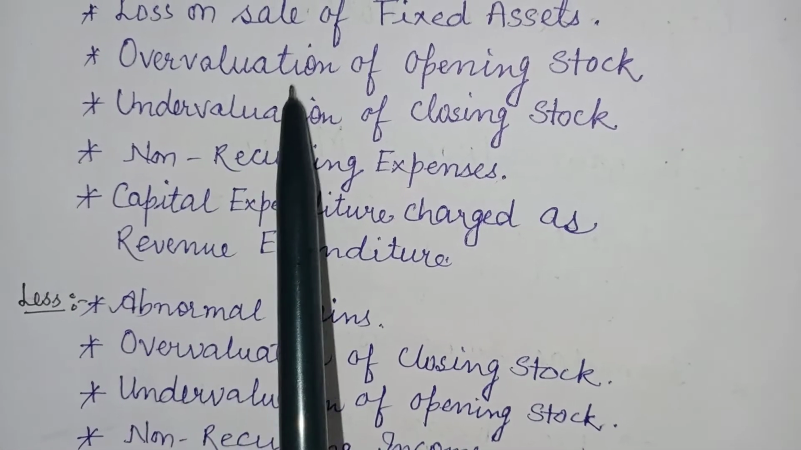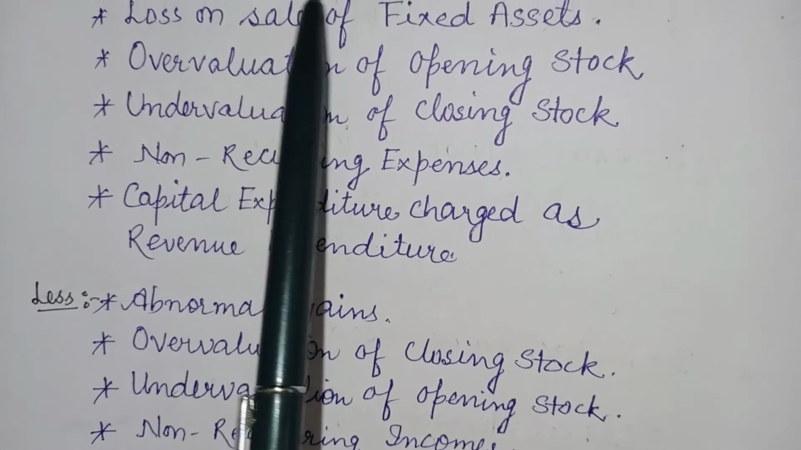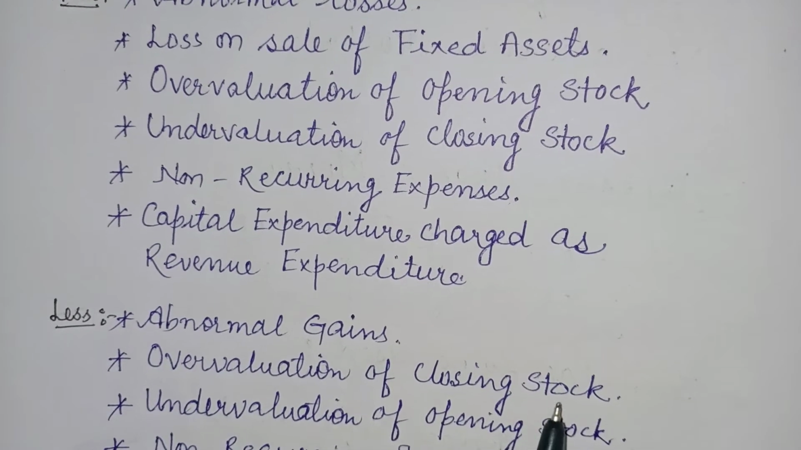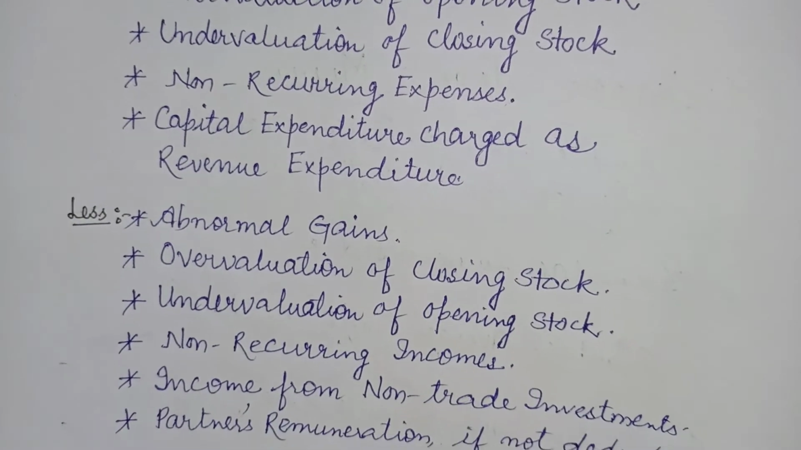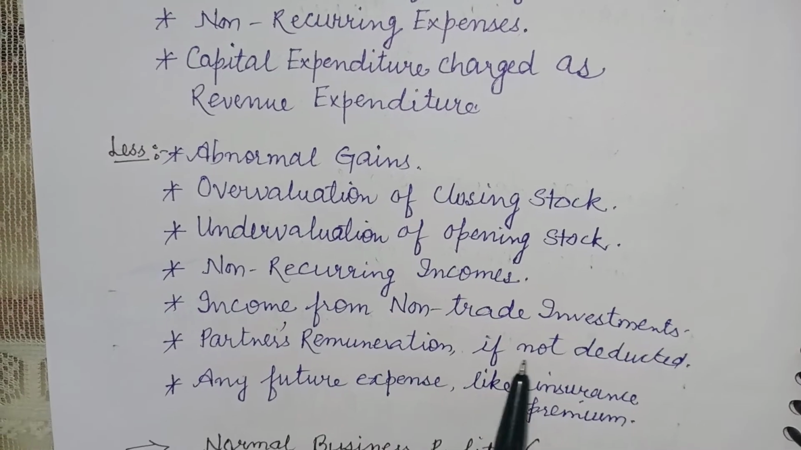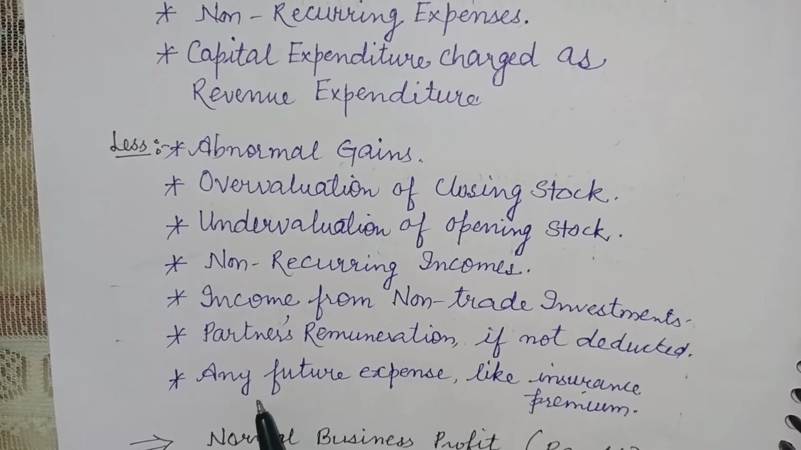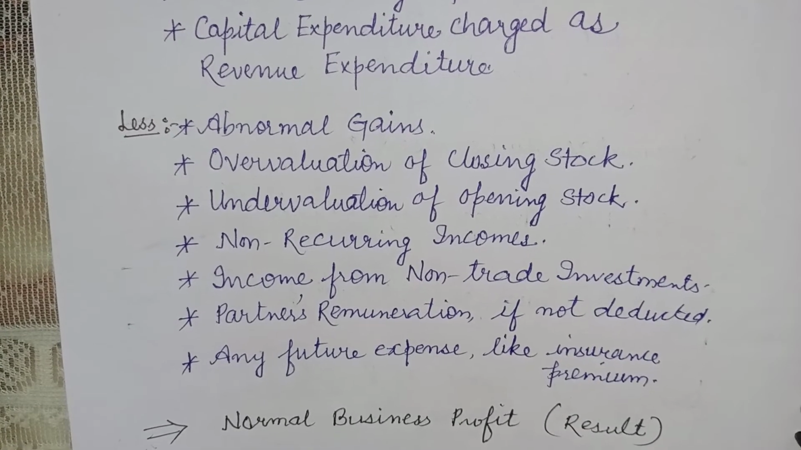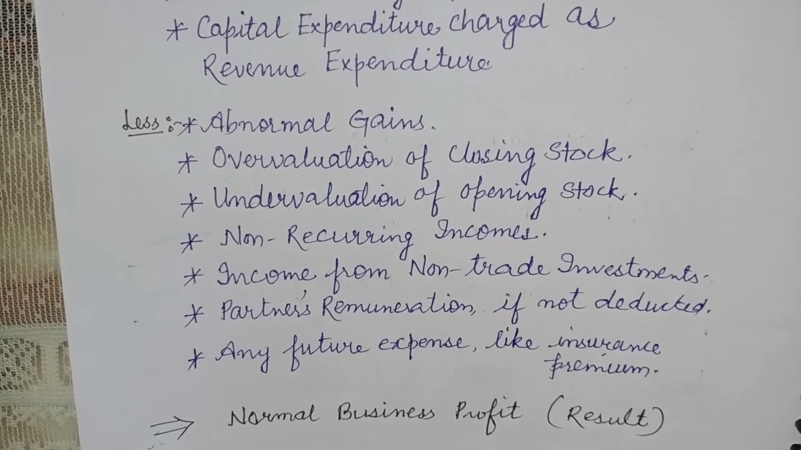Just the opposite items of these all will be deducted as well. Abnormal loss was here, so here what is to be deducted? Abnormal gains. Likewise, overvaluation of closing stock, undervaluation of opening stock, non-recurring incomes, income from non-trade investments, partners' remuneration, if not deducted, then only we are going to deduct the partners' remuneration, any future expense like the insurance premium. So the final answer will be the normal business profit, which will be used in the calculation of the average profit.